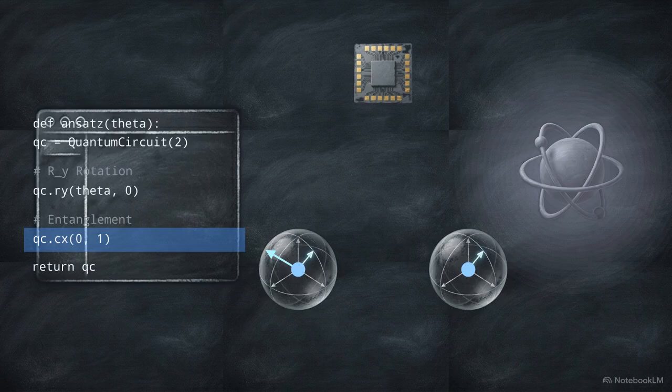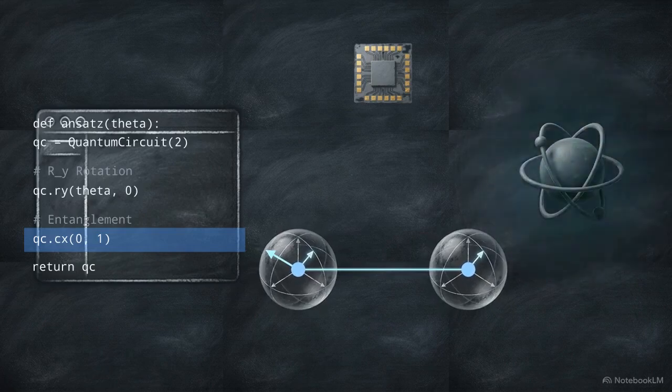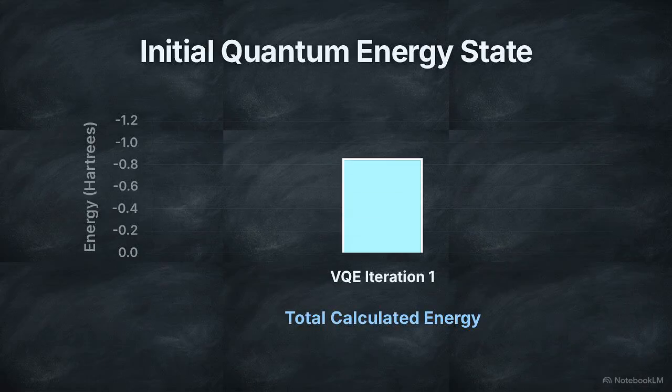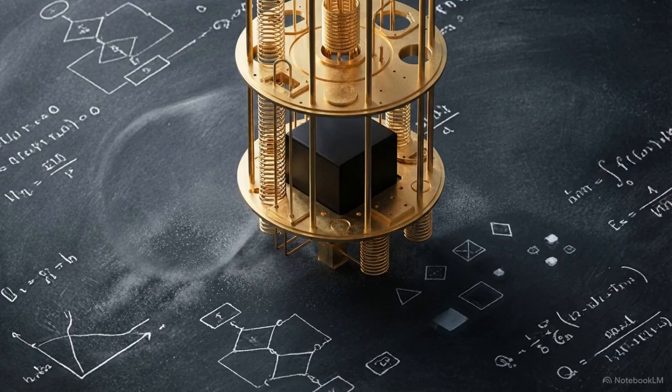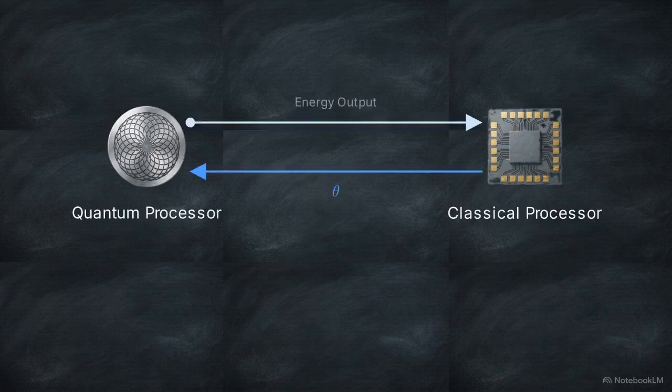Next, the script applies a controlled NOT, or CX gate, between the first and second qubits. This CX gate forces the two independent qubits into a shared entangled state, strictly required to simulate correlated electrons in a hydrogen molecule. Once the circuit finishes running this guess, it outputs a single number, the expectation value. This represents the total calculated energy of that specific quantum configuration. The quantum hardware itself is completely blind to whether this energy is high or low. It relies entirely on the classical processor to evaluate the output and adjust theta towards a more stable state.